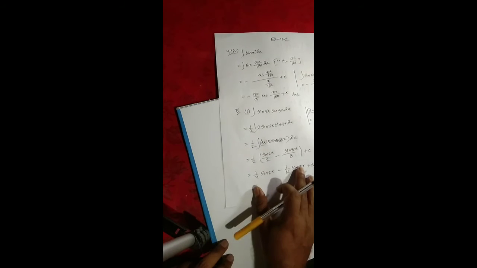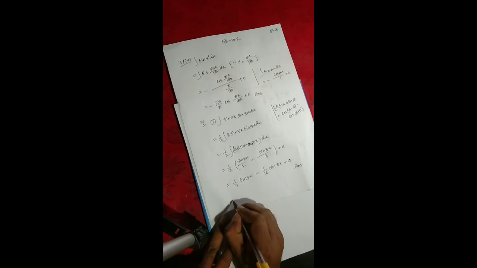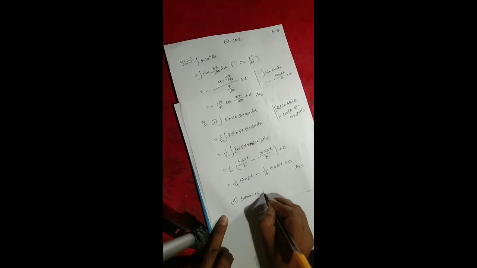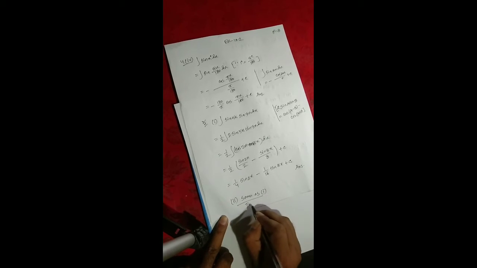Now page number 9. Page 9. Now 5 of 3 numbers, and 5 of 2 is same as 1. Two numbers same as 1. Try it yourself.